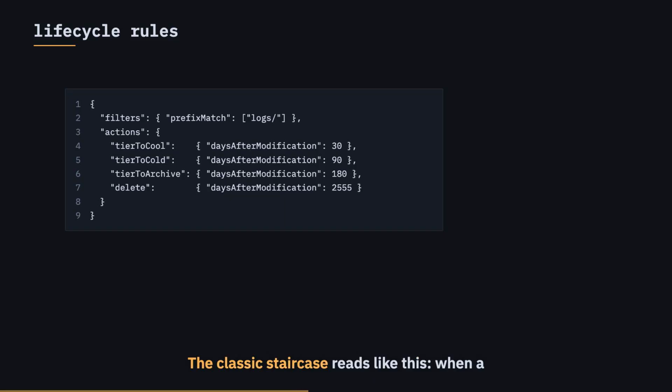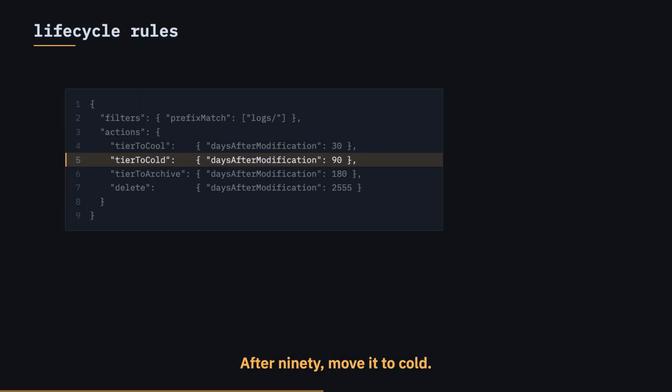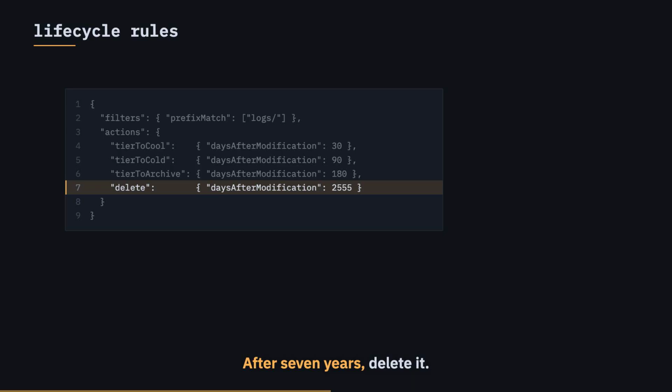The classic staircase reads like this. When a blob has gone 30 days without modification, move it to cool. After 90, move it to cold. After 180, archive it. After 7 years, delete it. That single rule turns an expensive hot account into a self-managing archive, and it is the exam's favorite storage automation answer.